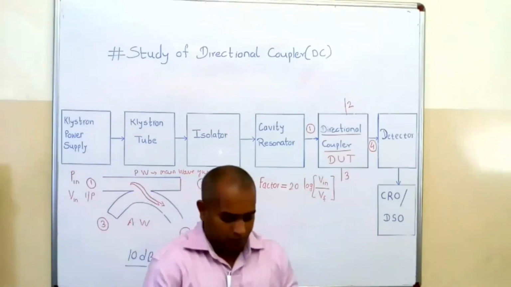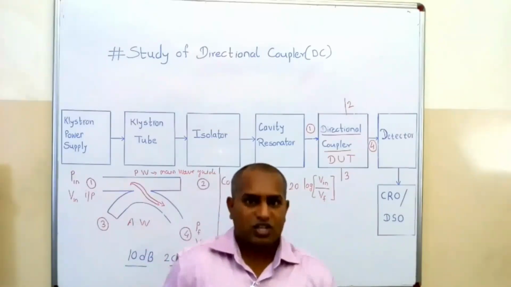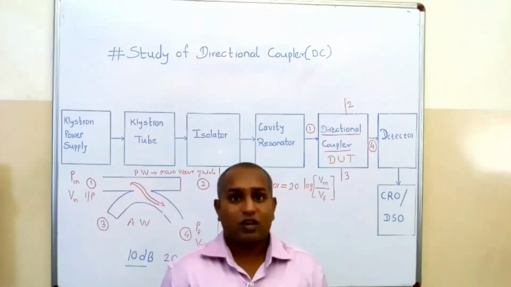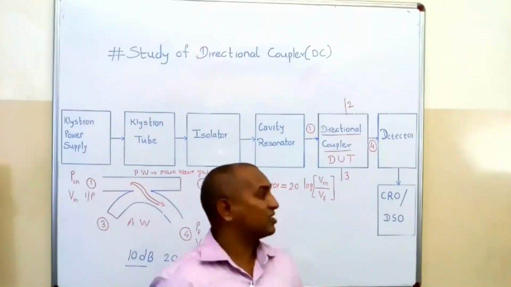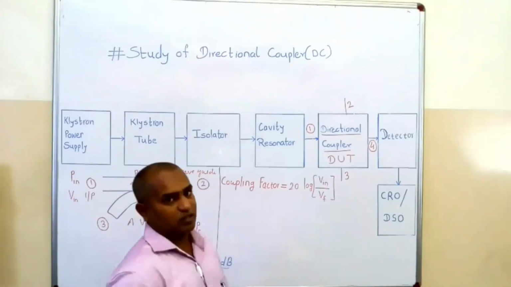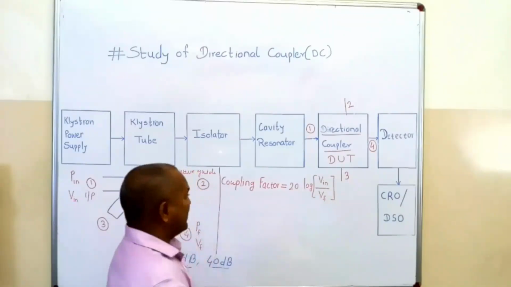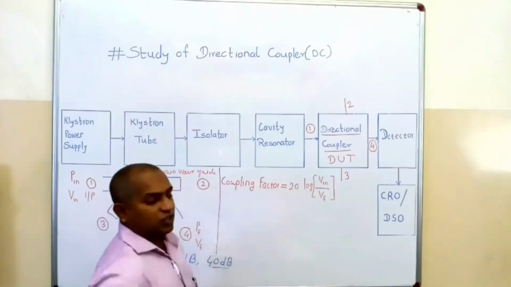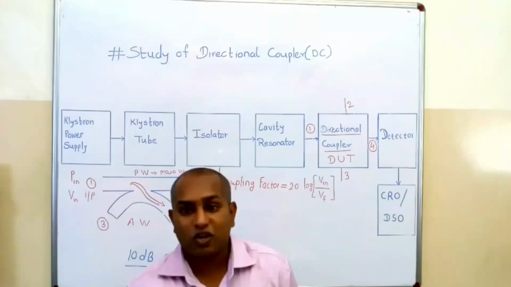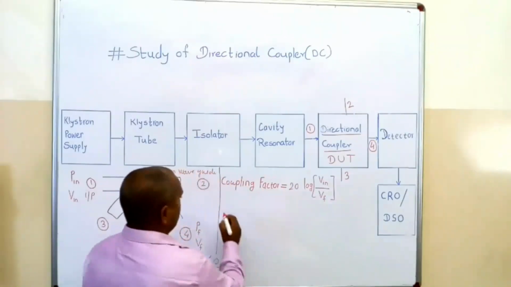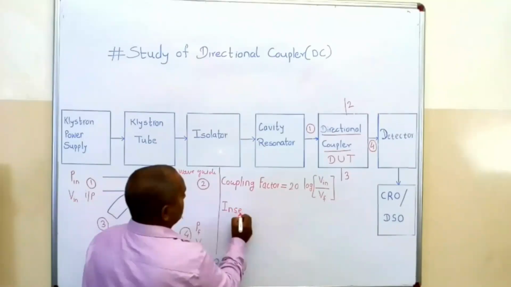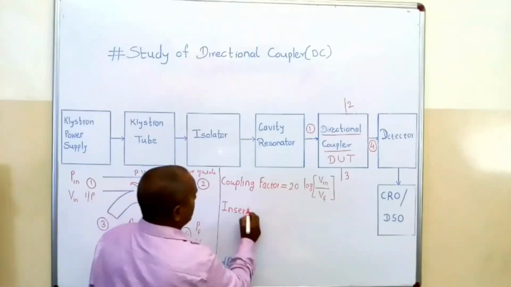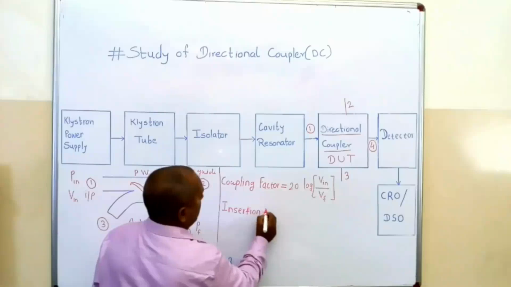By using this, we can check the directional coupler performance by using its parameters, and this is your first parameter, that is the coupling factor. My second parameter is the insertion loss.